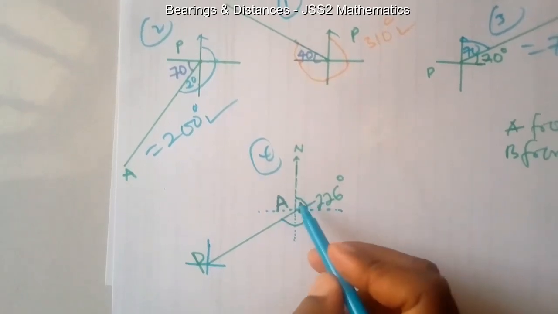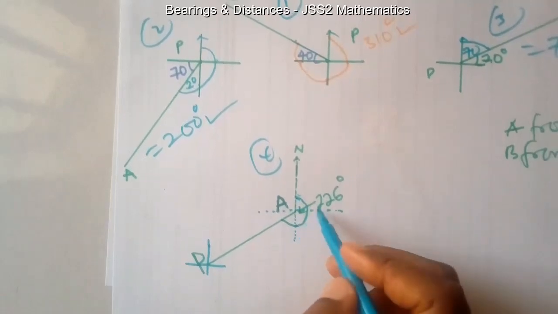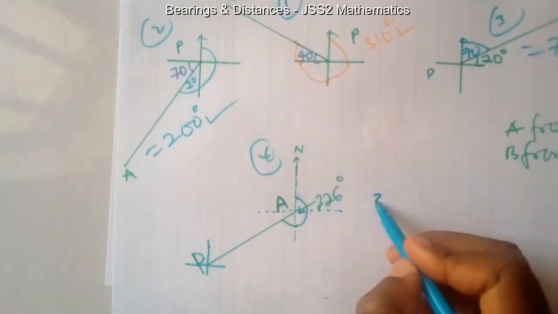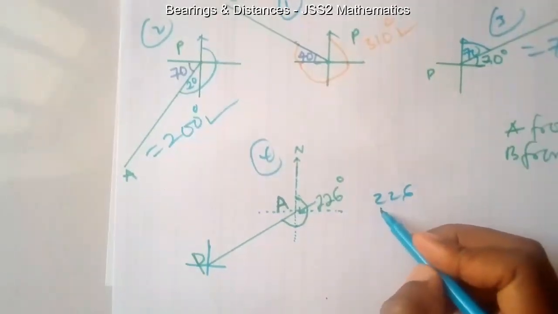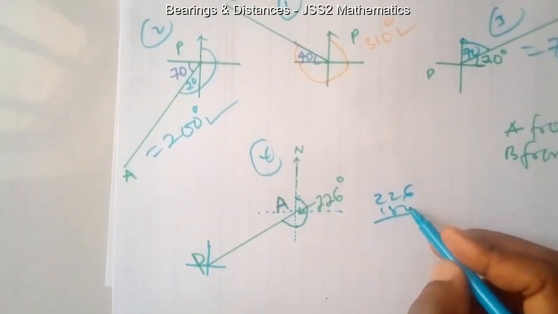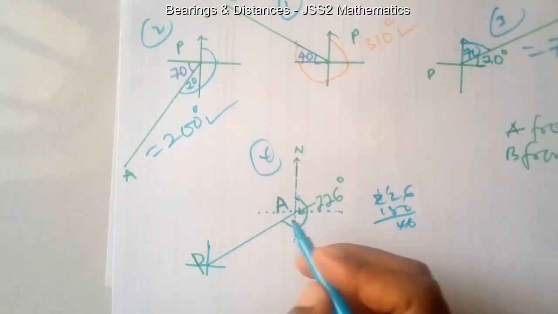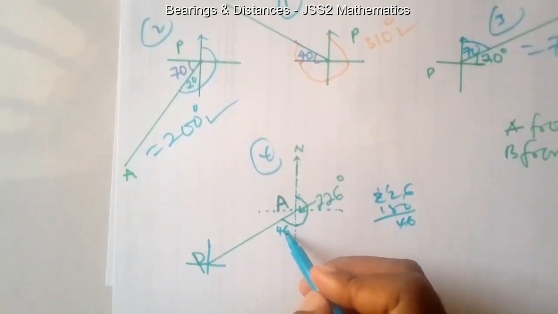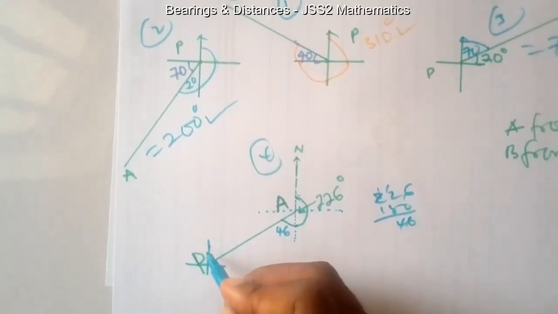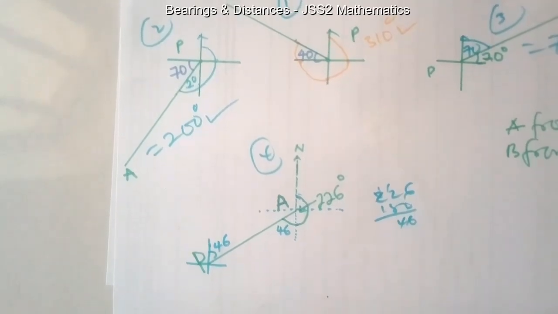Remember this bearing, 226 stops here. From here to here alone is 180. If from here to here is 180, out of 226, what is going to remain? 226 minus 180, that's going to be 46. So this angle is 46. And if here is 46, alternate angles are equal. Here is also 46.